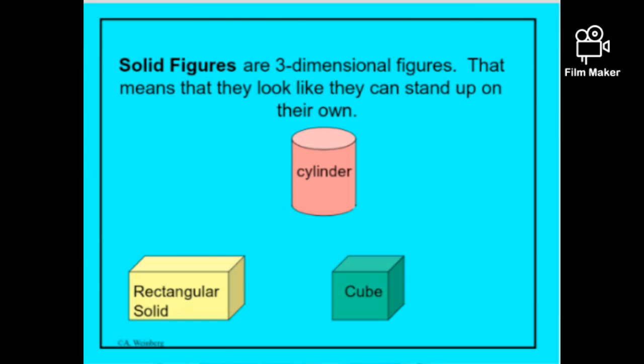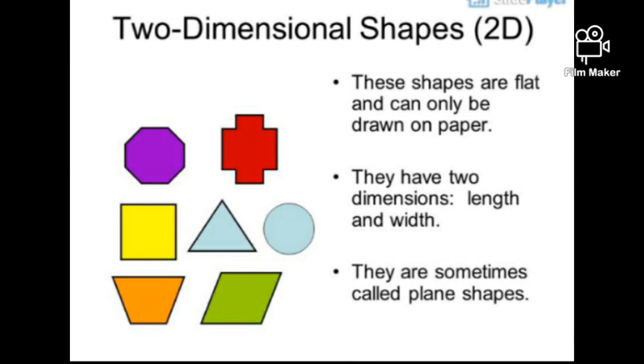And our second focus here is three-dimensional shapes or figures. That means they are shapes that look like they can stand on their own. When you look at a cylinder, it can stand on its own. When you look at a cube, it can stand on its own. When you look at a cuboid or a regular solid like a pentagon, they can stand on their own. These are three-dimensional shapes. You can carry them, and they can stand on their own.